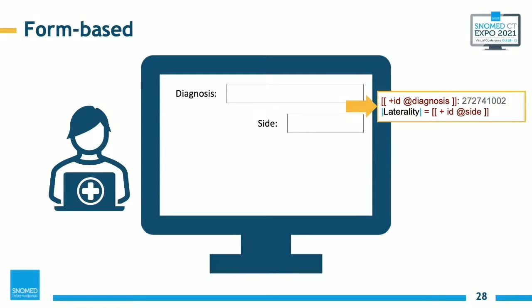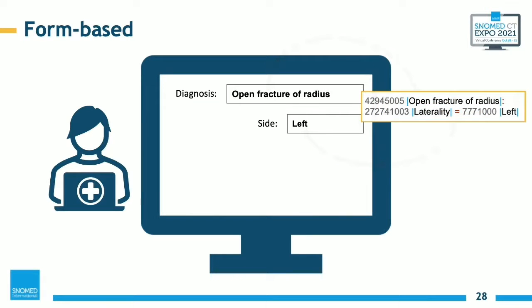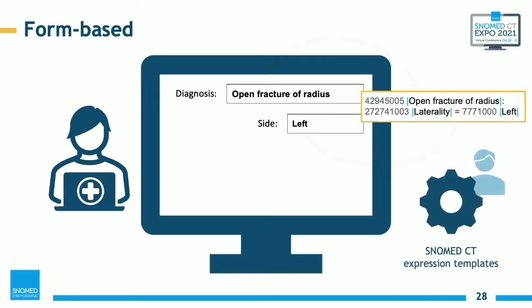If, for example, a user enters the values open fracture of radius as the diagnosis and the value left in the side field, the values entered are then used to populate the slots in the expression template and form an expression representing the meaning of an open fracture of radius with a laterality of left. These expression templates should be created during the design phase of the implementation and are then populated with values at runtime when the user selects values in each field.